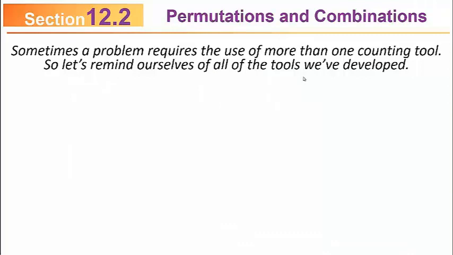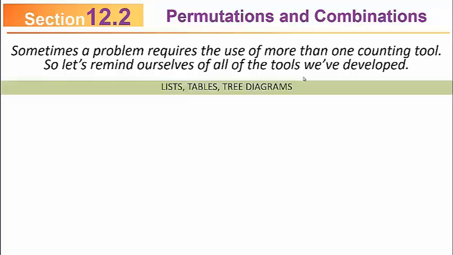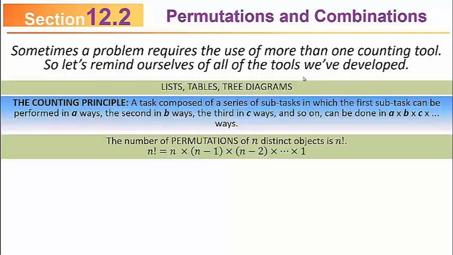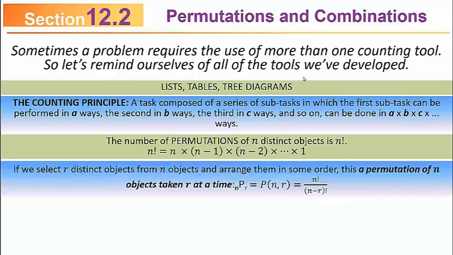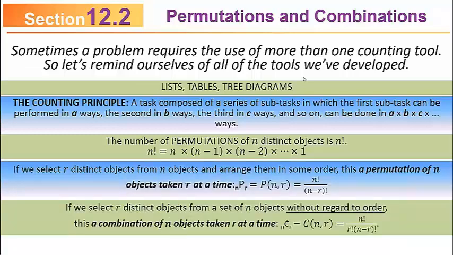So in order to discuss problems like that, it's probably a good time to go back and remind ourselves of all the tools we've developed so far. Remember, we talked about lists, tables, and tree diagrams. We talked about the counting principle. We talked about the permutation formula as a factorial. Remember, a factorial is a special type of permutation where you take them all at a time. We've talked about permutations when you don't take them all at a time. You take n objects r at a time. We've talked about combinations where order doesn't matter. So we're building a toolbox of tools that help us count arrangements of things and different items that we want to count.